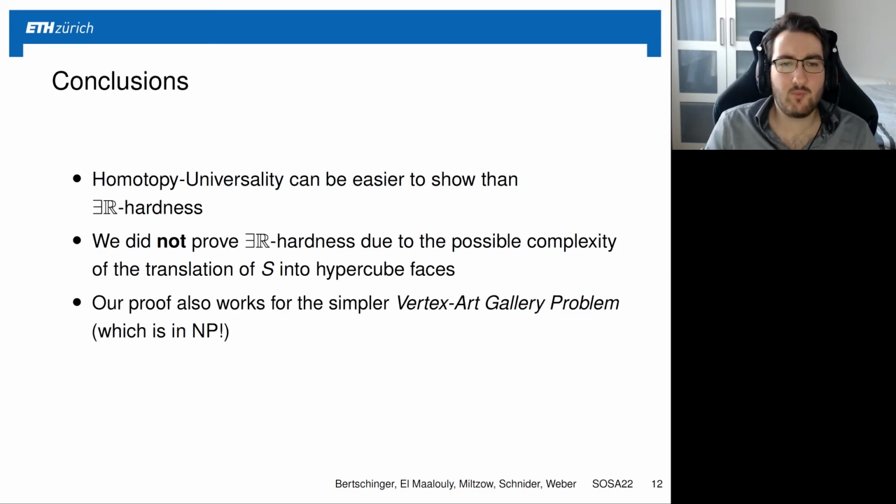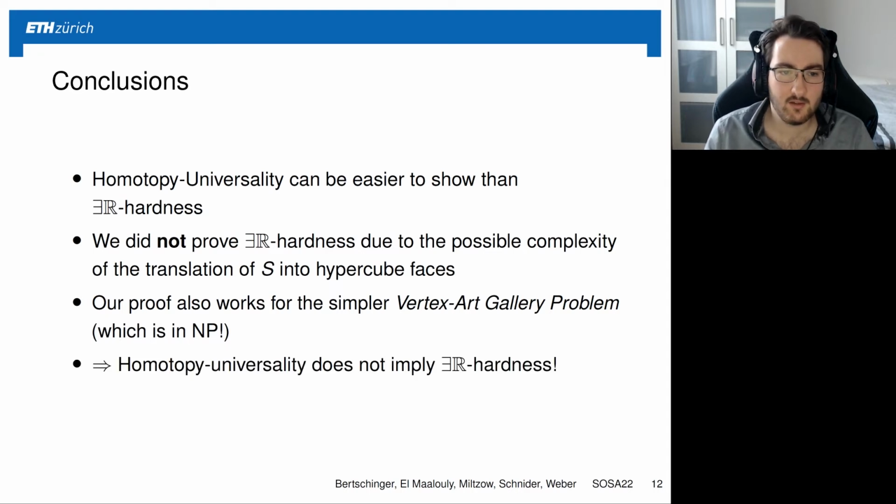Interestingly enough, our proof even works for a simpler version of the art gallery problem, the vertex art gallery problem, where guards can still stand anywhere, but they only have to guard all of the vertices of the polygon. And this version of the problem is indeed in NP, so it is at most NP complete. And this shows that homotopy universality does not necessarily imply ETR hardness, because a problem could not be NP complete and ETR hard unless these two classes were the same, which is assumed to be false.